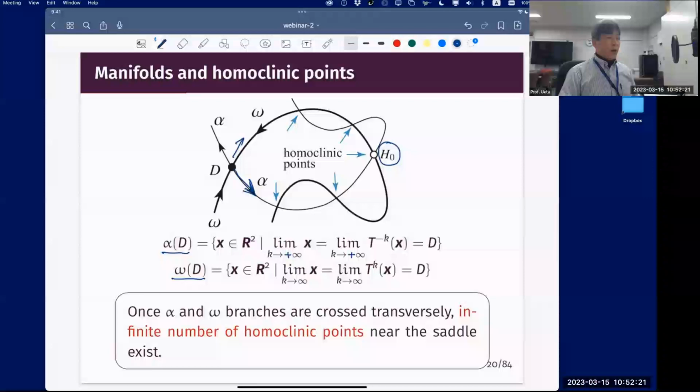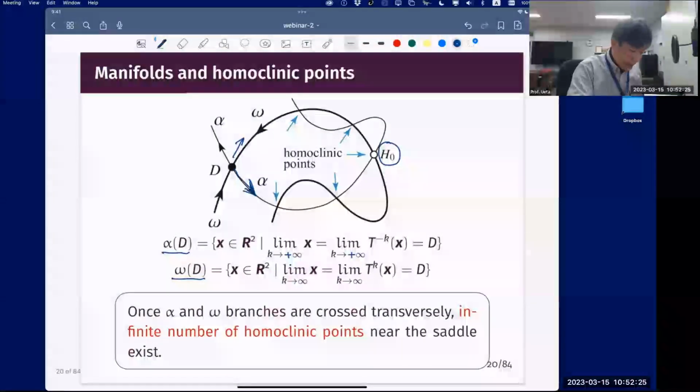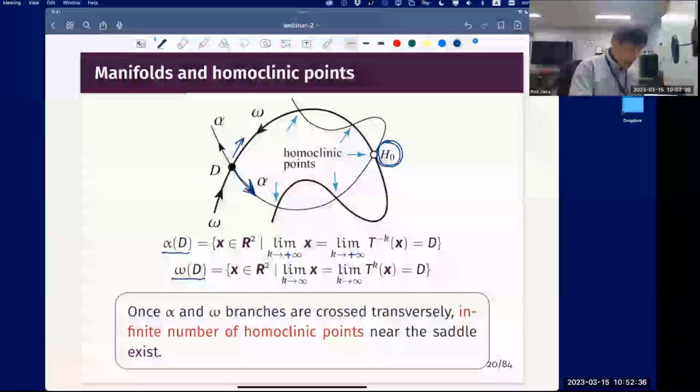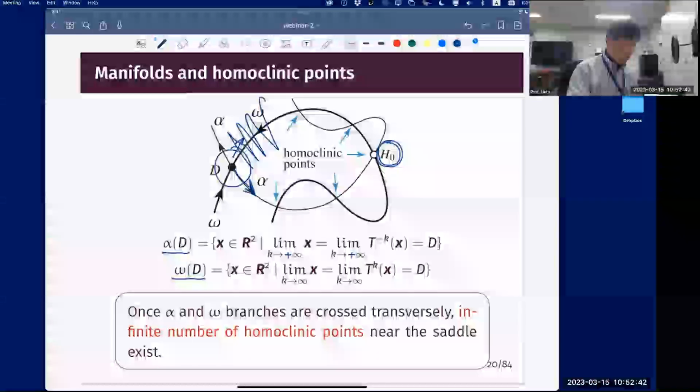Once the alpha and omega branches are crossed transversely, like H0 once, mathematically, infinitely many homoclinic points happen. In other words, near D, you have many homoclinic points.